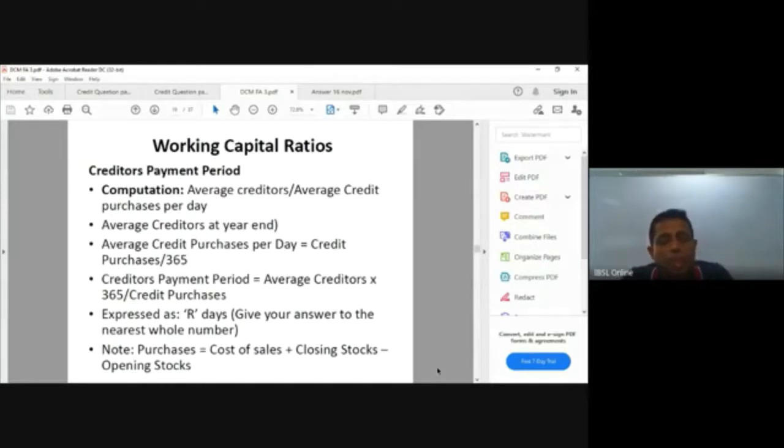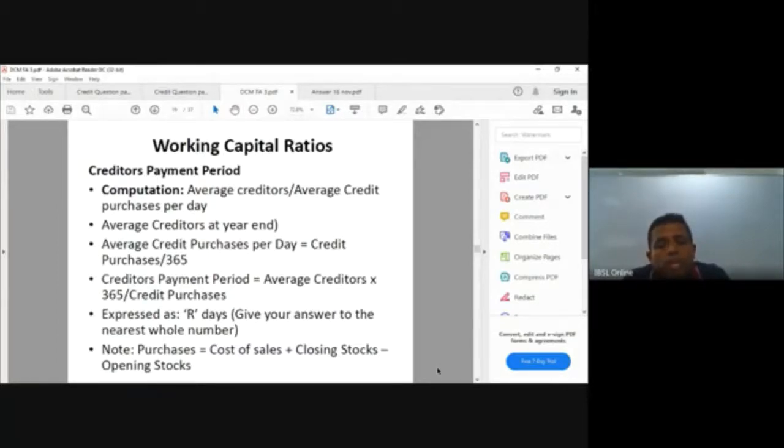case, right? Now here, I mentioned how to calculate the creditors payment period. You take the average creditors divided by credit purchases, multiplied by 365. If you are not in a position to calculate the credit purchases, then you can take the purchases itself, assuming that all the purchases are done on credit basis, right? Then there can be situations where you cannot even calculate the purchases. In that case, there is a formula.